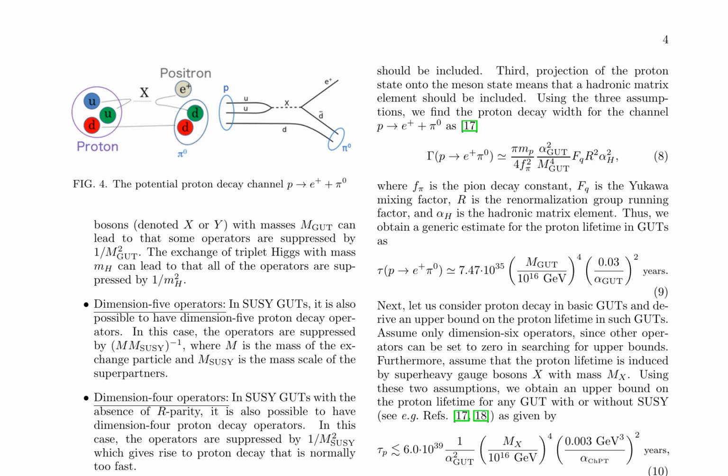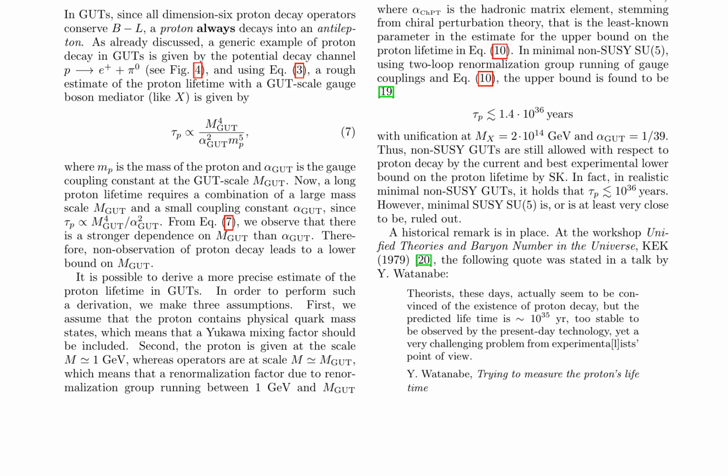The authors derive a precise estimate of the proton lifetime in GUTs, considering assumptions about quark mass states, renormalization group running, and hadronic matrix elements. They also derive an upper bound on the proton lifetime for basic GUTs, highlighting the role of super-heavy gauge bosons. The paper concludes by discussing the implications for minimal non-SUSY and SUSY-SU(5) GUTs, noting that minimal SUSY-SU(5) is close to being ruled out by current experimental bounds.